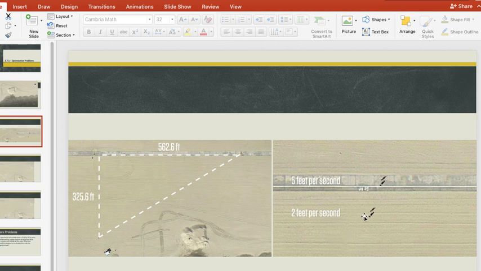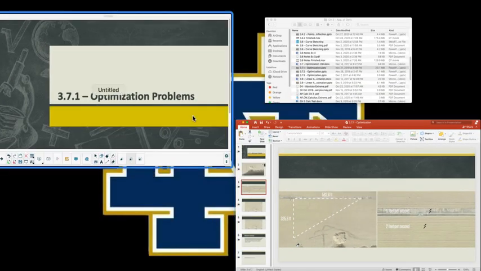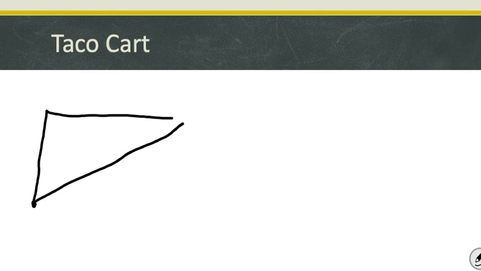All right, let me pull up the board here. So let's go through this. Basically, what we are looking at here to start it off is we want to know who's going to get to the taco cart first. They both start out at the same position. So they're both starting out down here, and they're ending up over here at the taco cart.